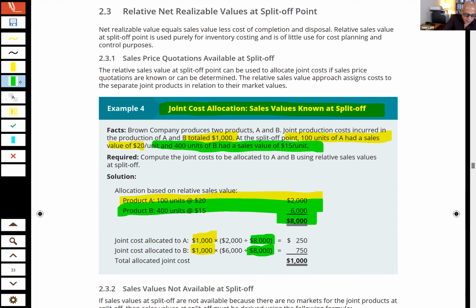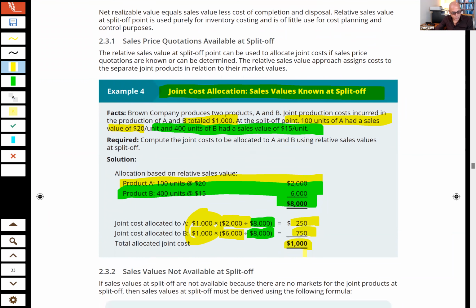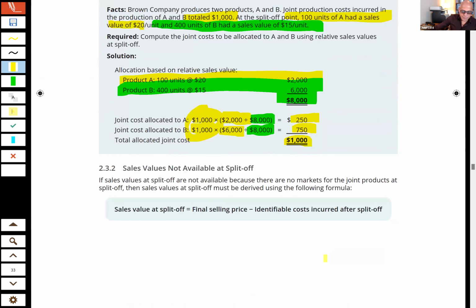And then 2,000 of that is attributed to product A, 6,000 of that is attributed to product B. And again, we pick up our joint costs that we're trying to allocate here, and we've gone ahead and allocated those costs. Now, what happens if a product does not have a value at split off?